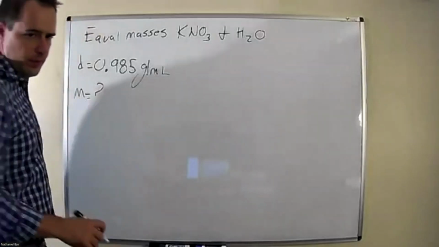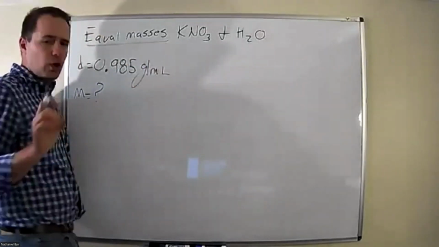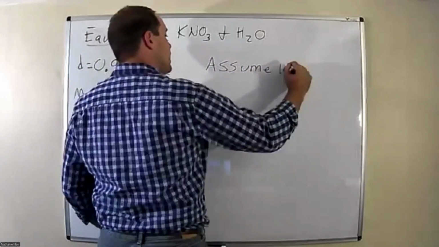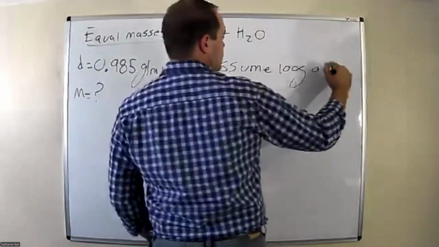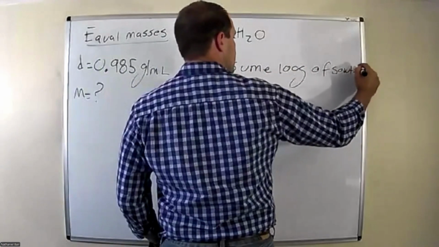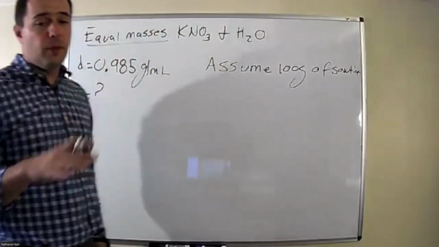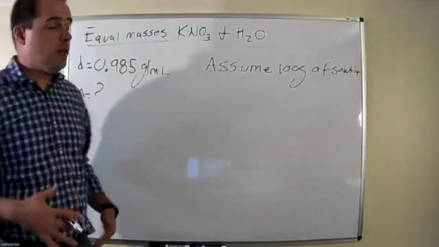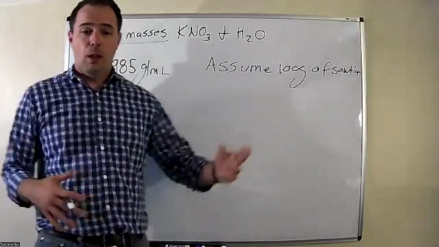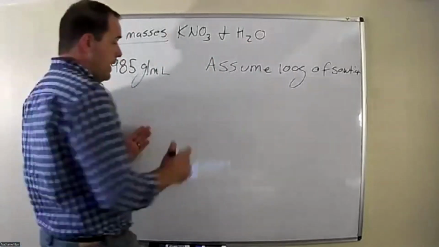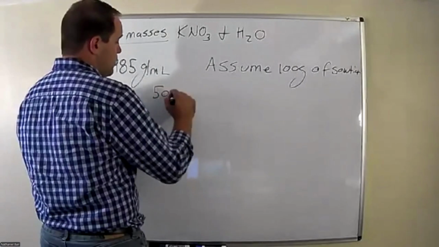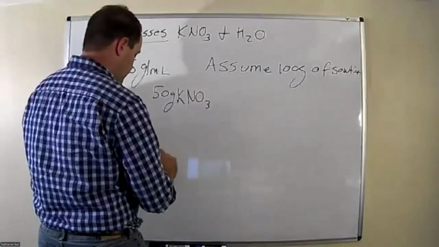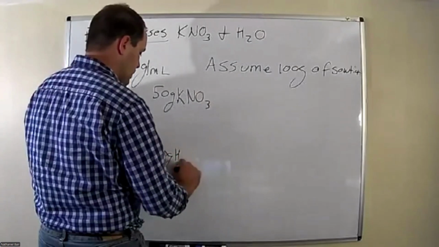When you see the word equal masses, the first thing you need to do is assume 100 grams of solution. Why? Because now you're going to have numbers to work with. If I assume 100 total grams of solution and it's equal mass solute and solvent, well, it doesn't take a genius. That means that you would have 50 grams of the solute, potassium nitrate, and you would have 50 grams of the solvent, water.